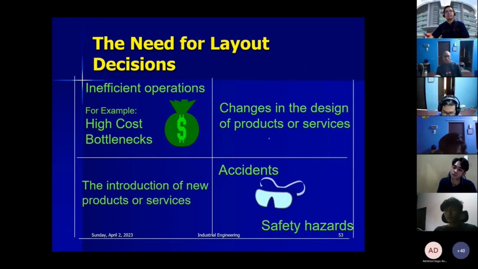The need for layout decisions comes from efficient operation, for example high-cost bottlenecks. Changes in the design of the product or service, introduction of a new product or service, or any accident or safety hazard, especially occupational safety and health issues. So this is when we need a layout decision, whether we want to redesign or change the layout based on these factors.